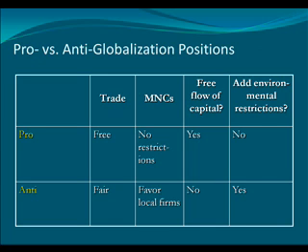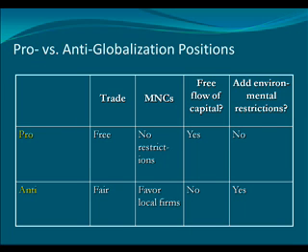This slide summarizes the difference between pro and anti-globalization forces on various issues connected with the world economy. The pro-globalization people continue to back free trade in the form of the WTO and the multilateral trade agreements. The anti-globalization people want fair trade and probably would like some paring back of the World Trade Organization.